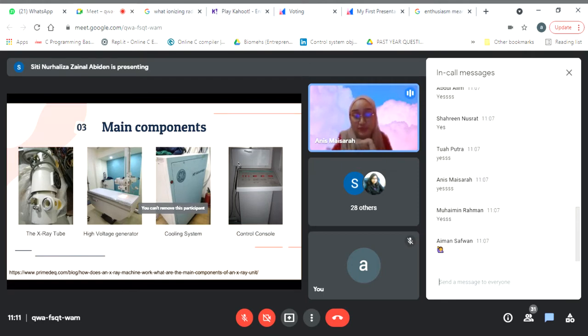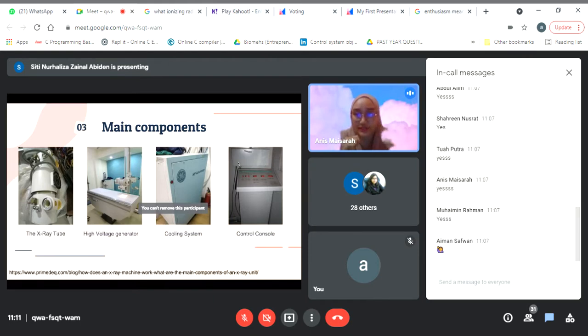So we have the first one, which is the X-ray tube. This is actually the heart of the X-ray machine because this is where the X-ray originates and is produced. I will explain how it is produced in the next slide.